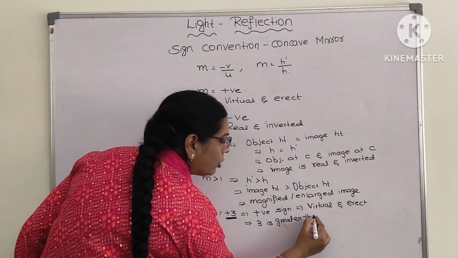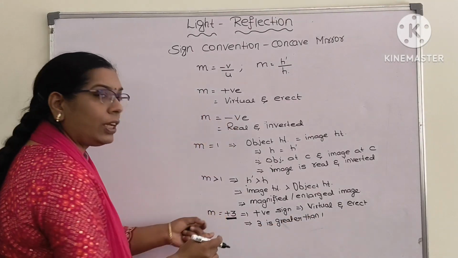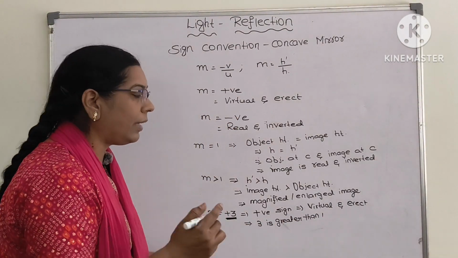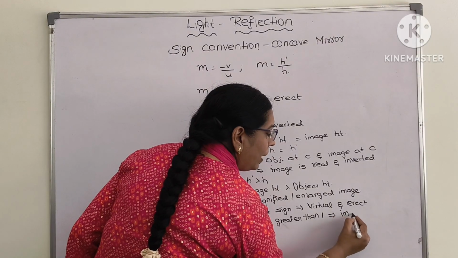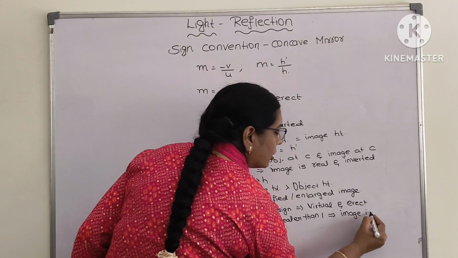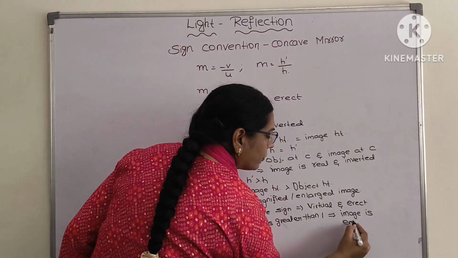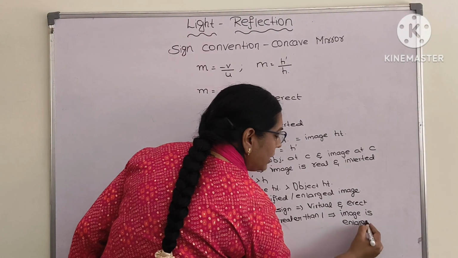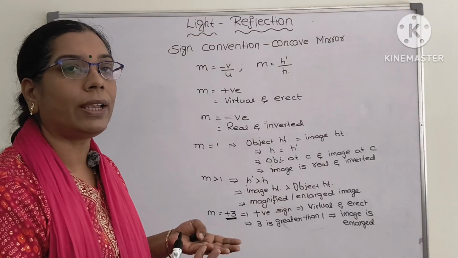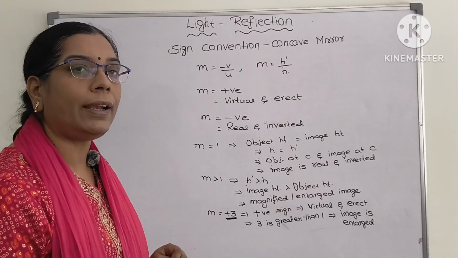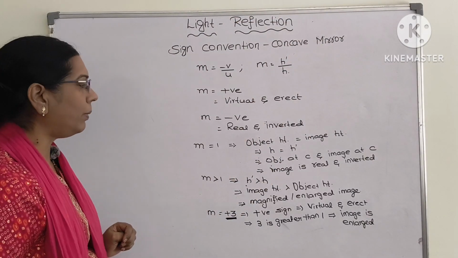Whenever the magnification has a value greater than 1, what does it mean? It means that the image is enlarged. So, this is a virtual and enlarged image. Where will you get this? This you will get behind the mirror, on the other side of the mirror.